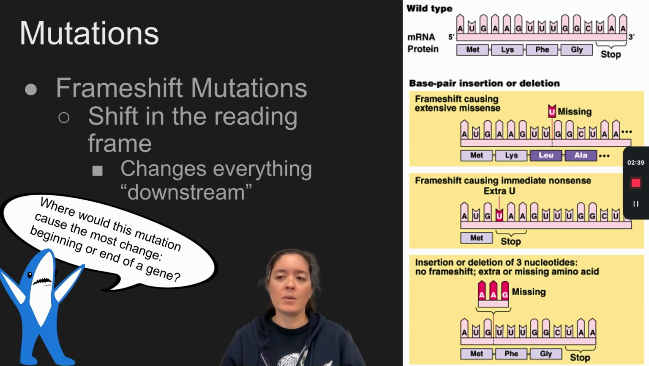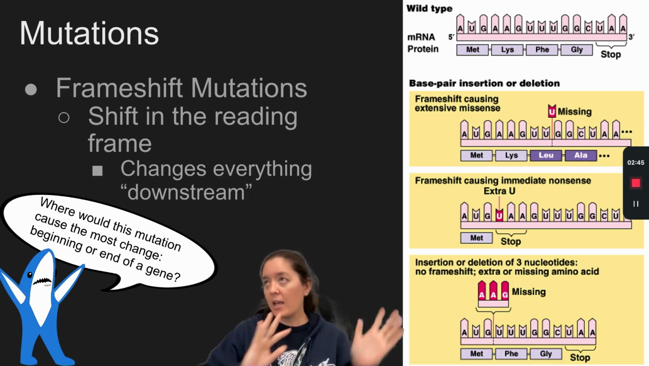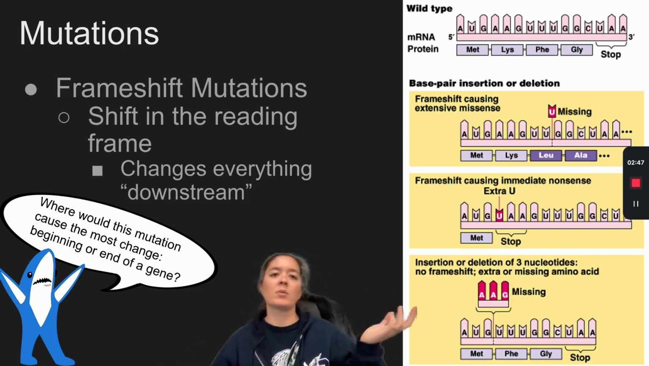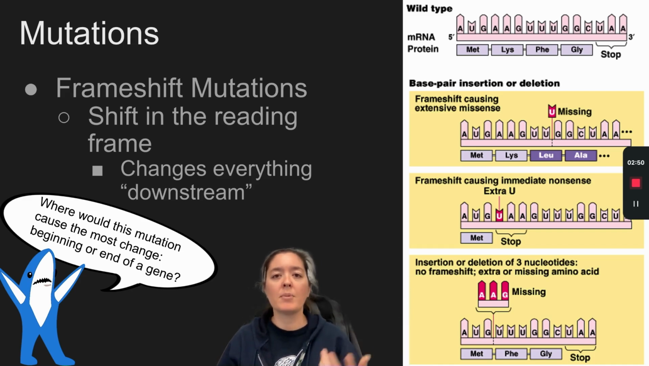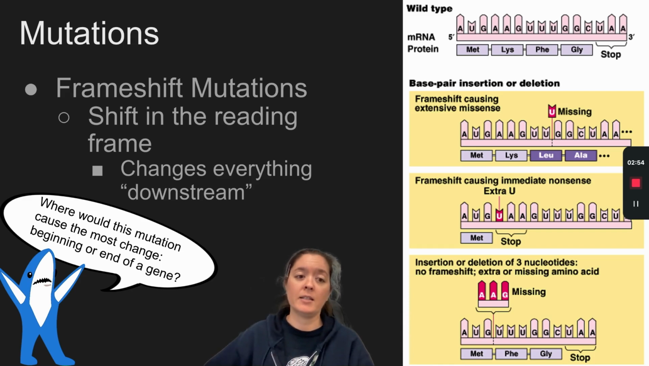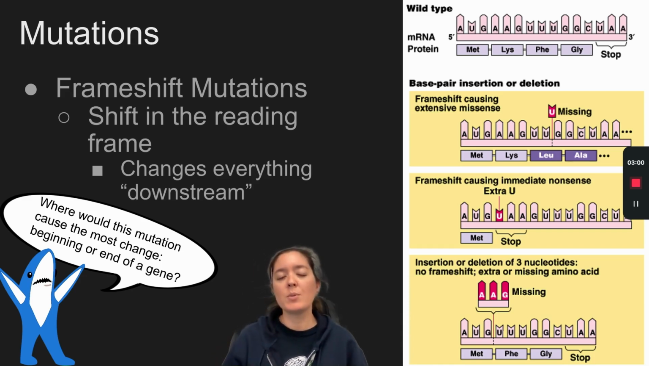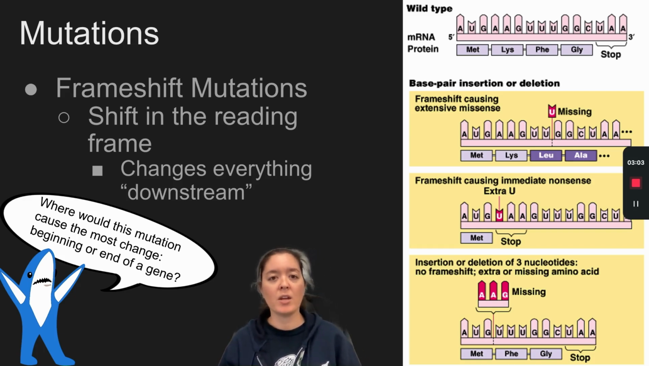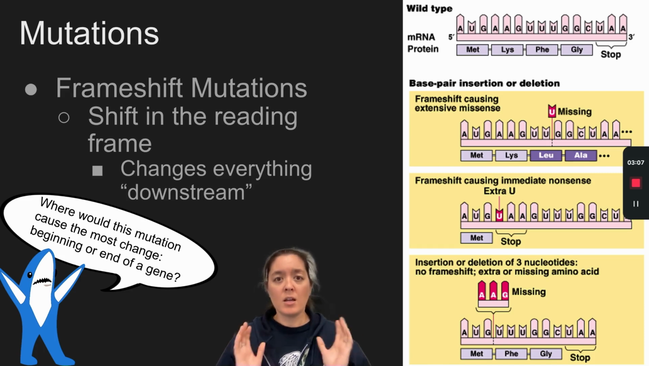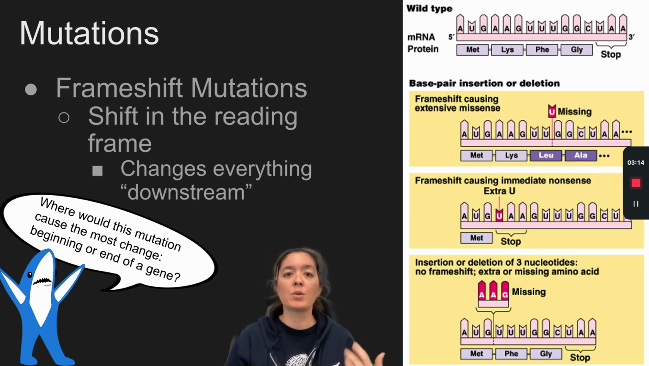So if you know anything about how rivers and streams work, what happens at the top affects everything at the bottom. So if I were to pour some food coloring into the very top of a river, all of the water after that is going to have some dye in it. So here's a great question. Where would this frameshift mutation have the most change? At the beginning of a gene or the end of a gene? Well, if we think about how the reading frame affects everything after it, the earlier the frame shift, the more terrible it is for the rest of the gene.